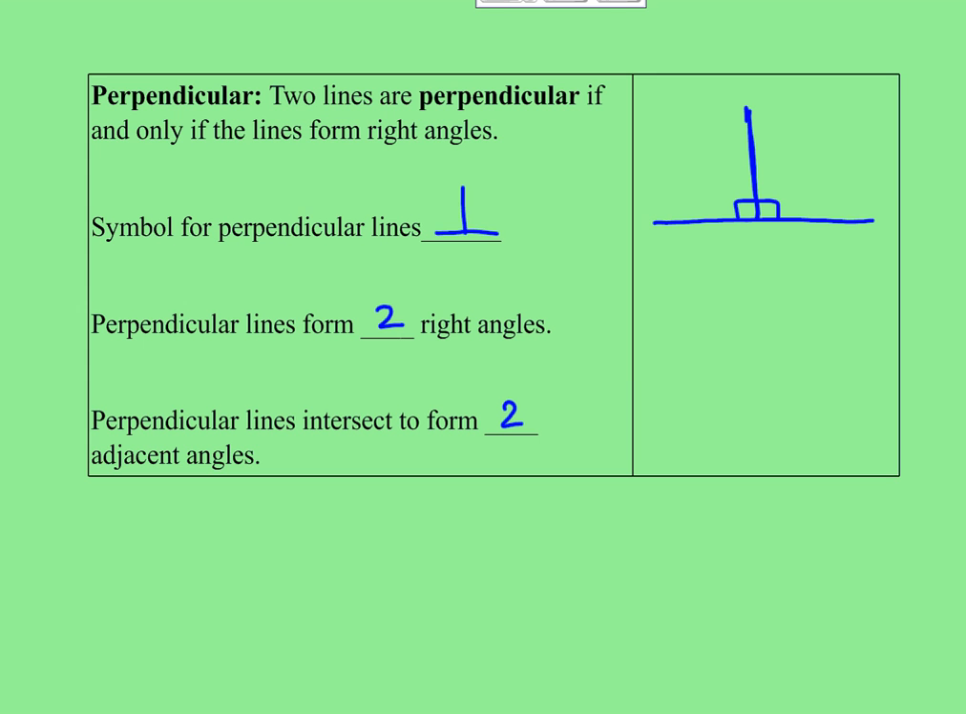Now, slight sidebar here. What if I have lines that continue through like this? Well, if that's the case, how many right angles do I have? Well, here I've got 4. How many adjacent angles do I have? Well, 1, 2, 3, 4. So I have 4 there too. So it kind of depends on what you're talking about. If you're talking about just stopping at the line, then there's 2. If you're talking about going to keep going, there's 4.